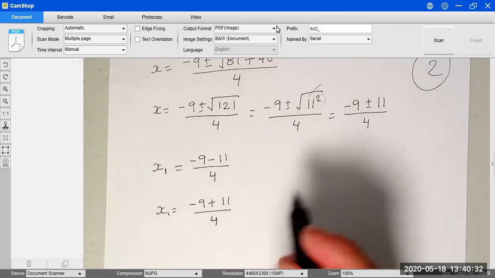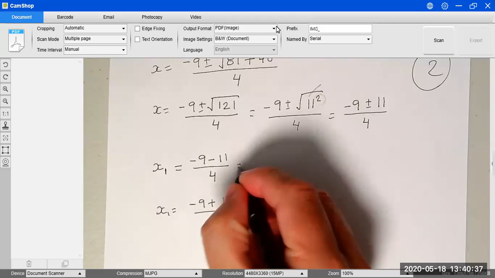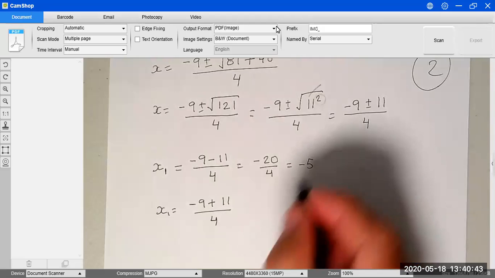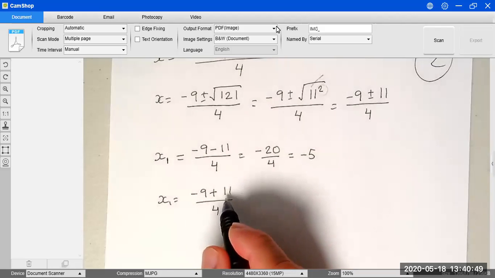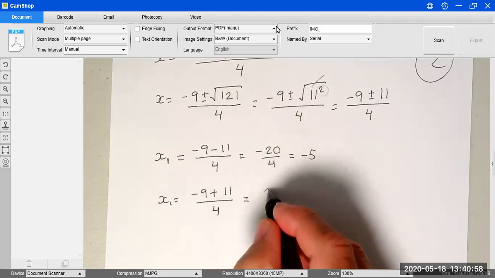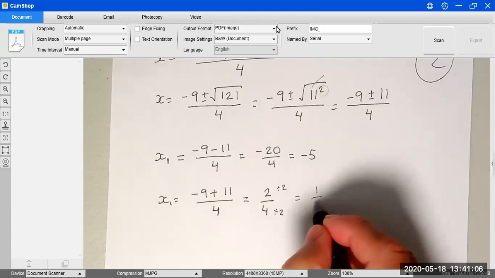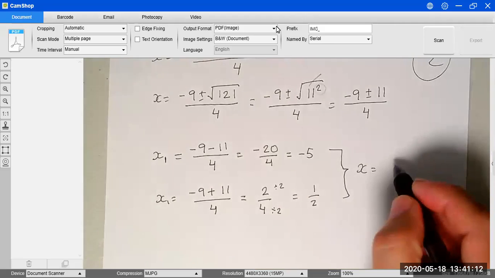So negative 9 and negative 11 is going to be negative 20 over 4, so this is going to be negative 5. On the other hand, negative 9 plus 11 is going to be 2 over 4, and then you just simplify this fraction, dividing by 2 both the numerator and the denominator, so you're going to get 1/2.